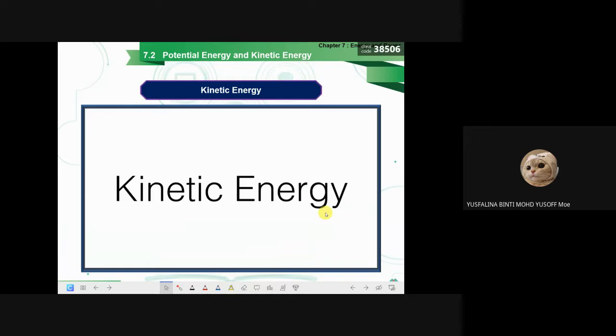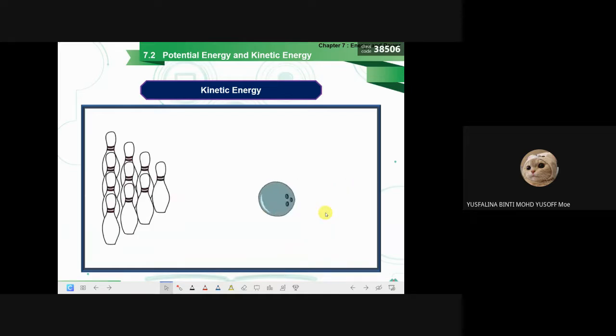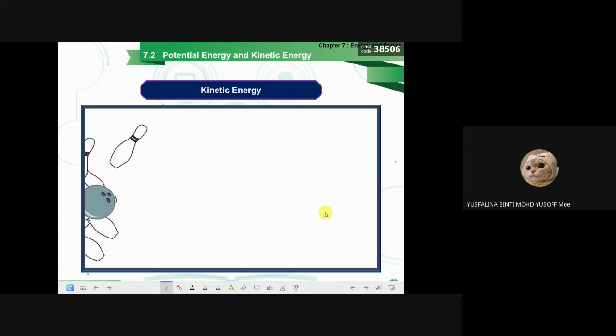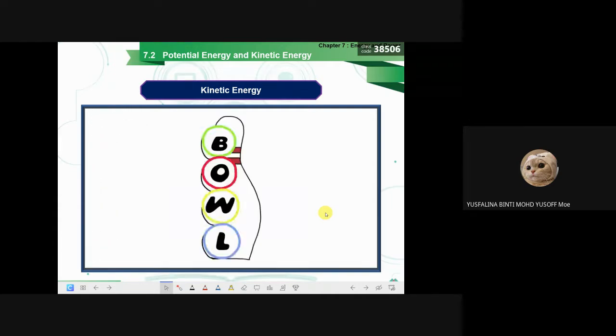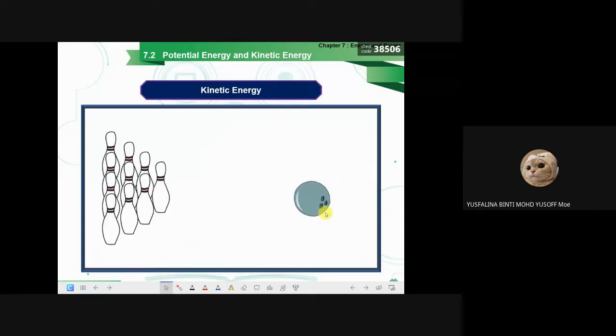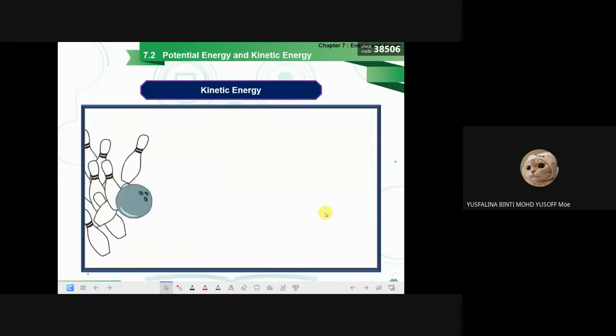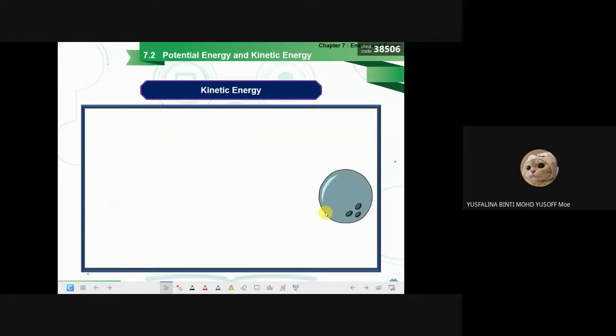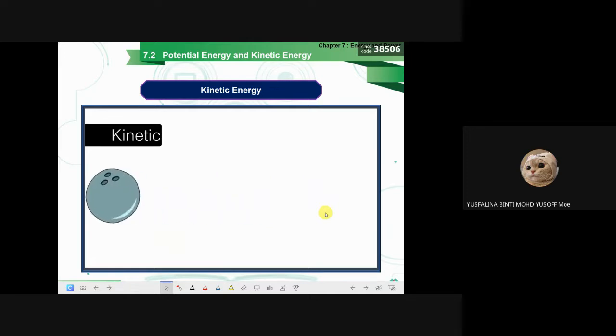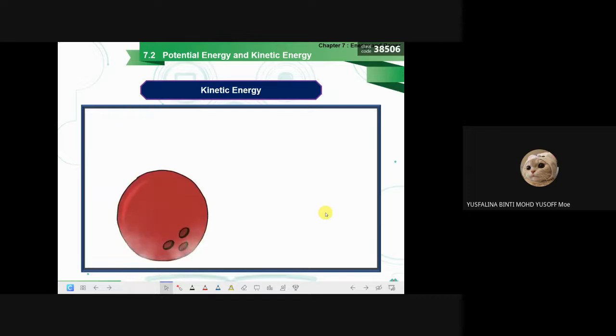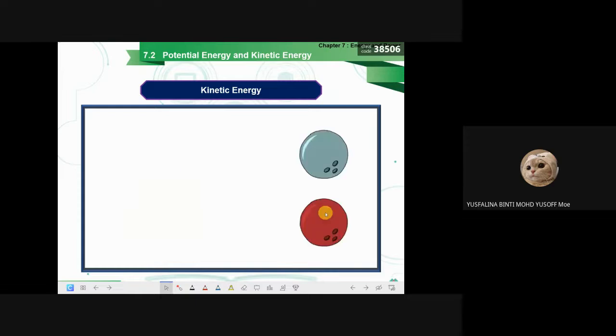Kinetic energy. Energy is the ability to do work or make a change. At a bowling alley, there are many examples of energy at work. A moving bowling ball has energy because it can make a change by knocking down some pins. Because the bowling ball is moving, it possesses a type of energy called kinetic energy. Kinetic energy depends on two things. First, kinetic energy depends on the mass of an object, and also it depends on velocity.